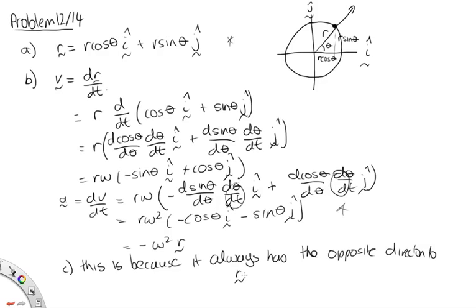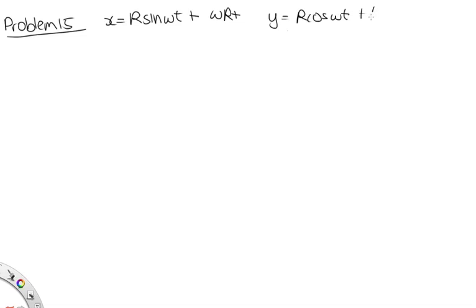Okay, problem 15 for 1131. We're told that the particle moves in a plane such that x is equal to r sine omega t plus omega rt, and y is equal to r cos omega t plus r, where omega and r are constants. This is called a cycloid and is the path traced out by the point on the rim of a wheel, which rolls without slipping along the x-axis. For part A, we're asked to sketch this path.